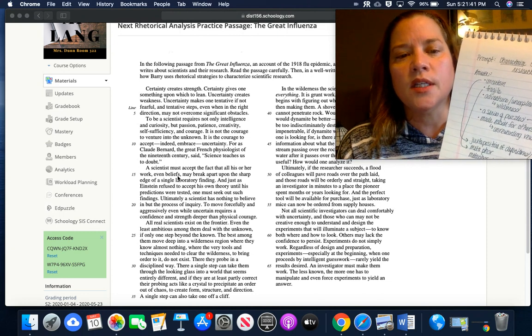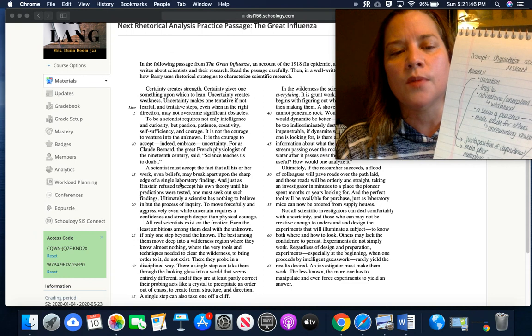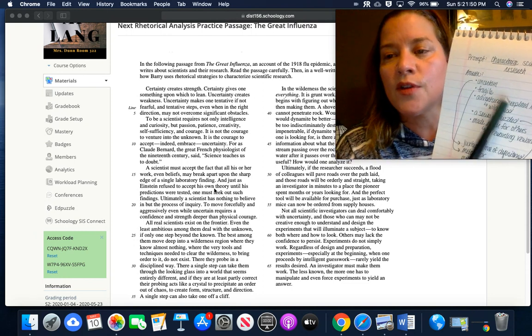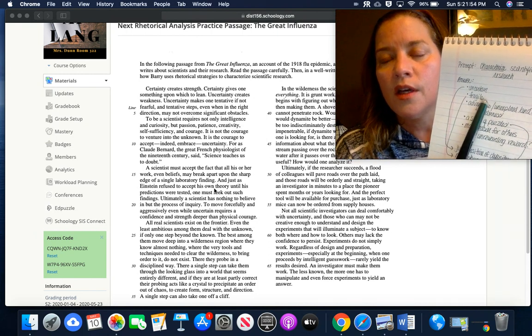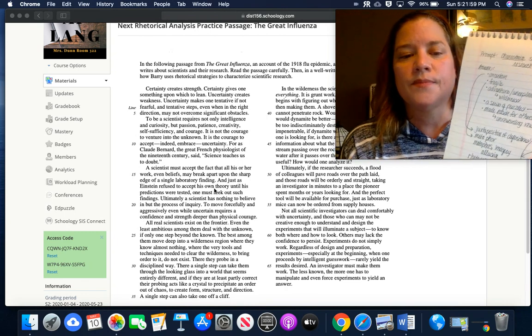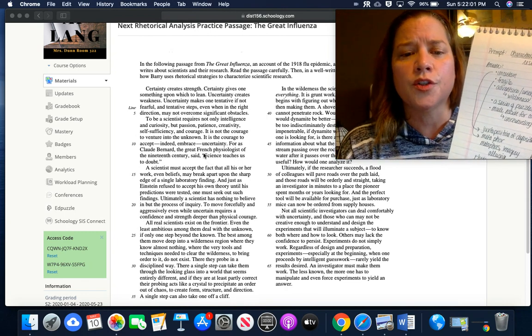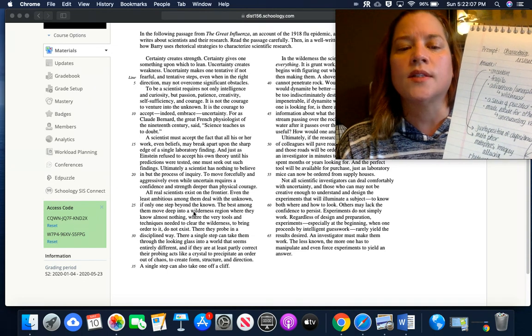Then he moves into here and he says, scientists must accept the fact that all his or her work, even beliefs, may break apart upon the sharp edge of a single laboratory finding. So the second thing is that he characterizes his research as fragile. The research is something that could break apart at any minute. Okay, then we move into all real scientists exist on the frontier, even the least ambitious deal with the unknown, one step beyond the known.